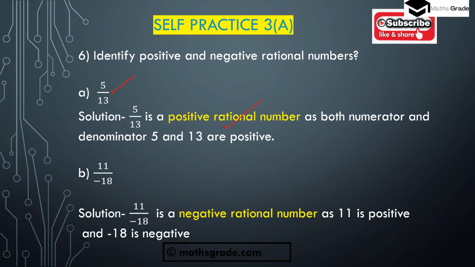B. 11 divided by minus 18. 11 divided by minus 18 is a negative rational number, as the numerator 11 is positive and the denominator minus 18 is negative. So 11 divided by minus 18 is a negative rational number.